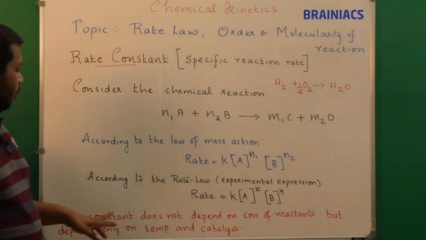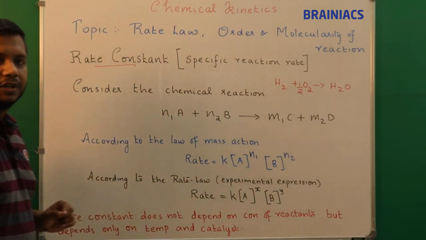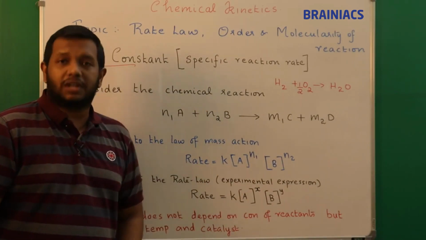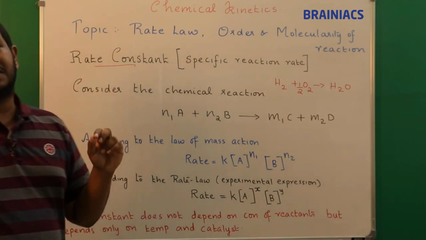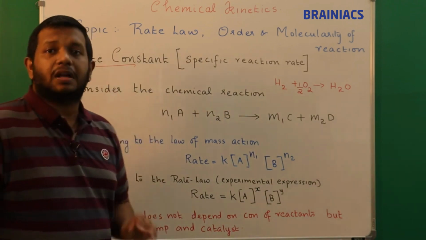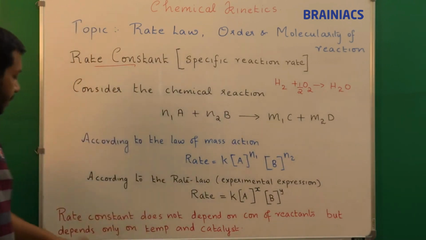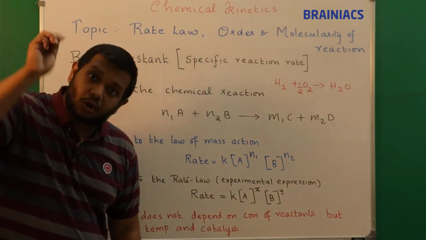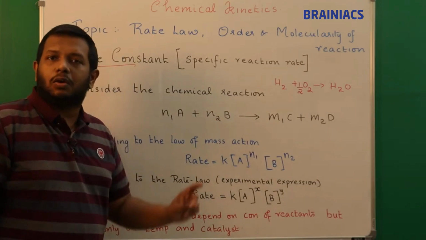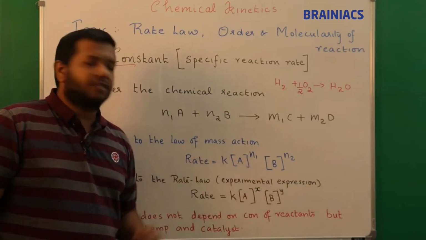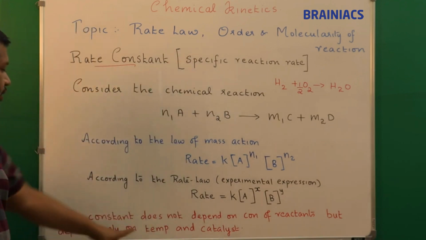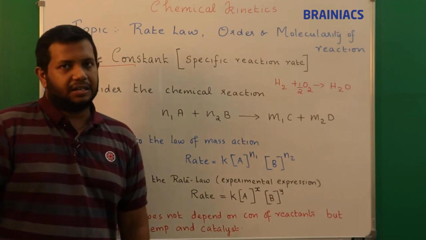Understand? Now on what factors does the rate constant depend? Rate constant does not depend upon the concentration of the reactant. Please remember, this is the most repeated question from this chapter. Rate constant never depends upon the concentration of the reactant. It is not the rate, it is the rate constant I am speaking about. So rate constant never depends upon the concentration of the reactant, but it depends upon two factors. One is the temperature and the other is the catalyst.